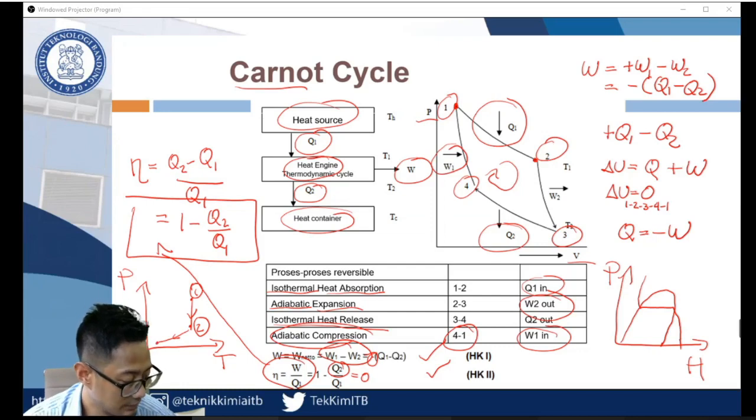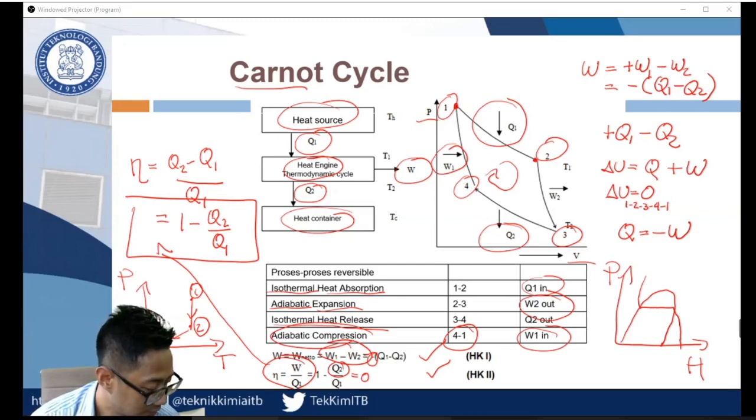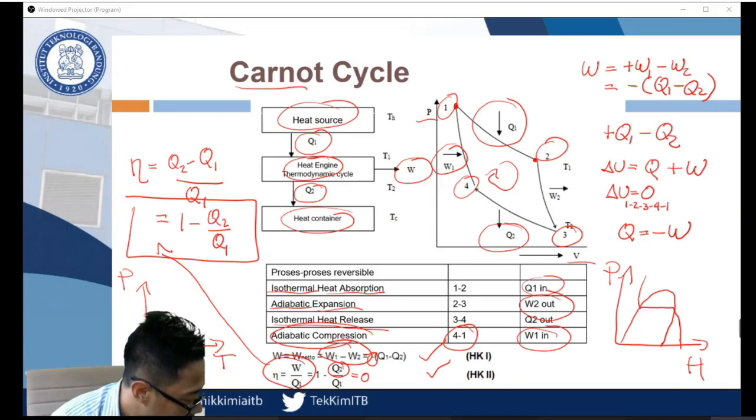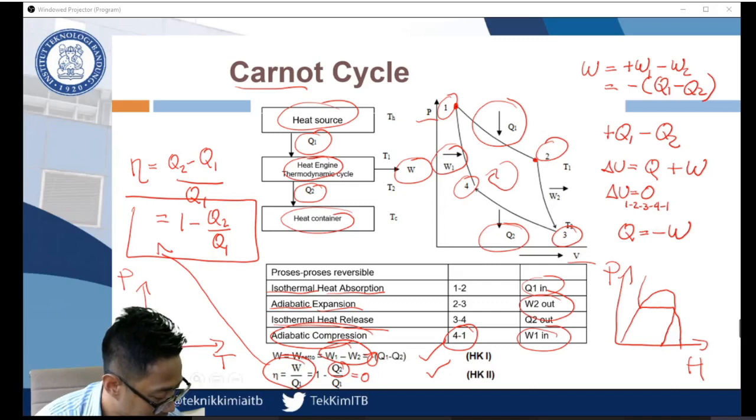Like this, point 2 to point 3. Point 3 to point 4 is isothermal heat release. Oh, sorry. I will draw again. Point 1 to point 2 is isothermal heat absorption, adiabatic expansion, heat release.